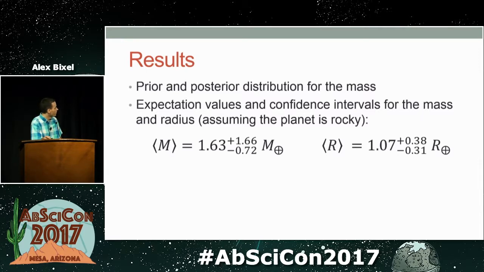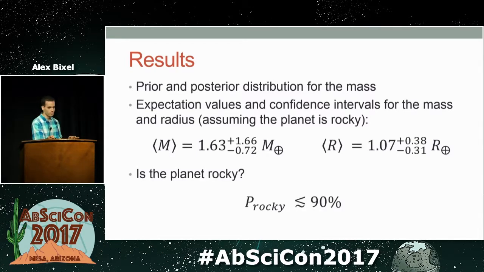We can extract from our posterior distributions expectation values and 2 sigma confidence intervals for the mass and radius. Briefly, I'll note that the expectation value for the mass is a bit higher than the measured so-called minimum mass, which we would expect, and also that the radius, even with these constraints in place, is not particularly well constrained. But I thought that these values might be of use to, in particular, modelers who are trying to understand the interior composition of this planet.